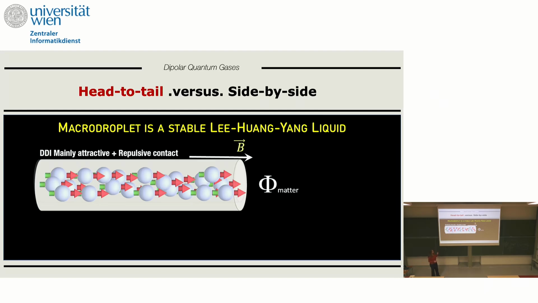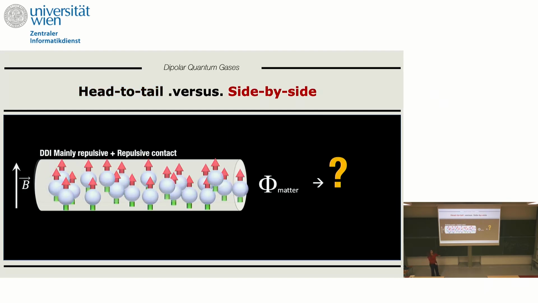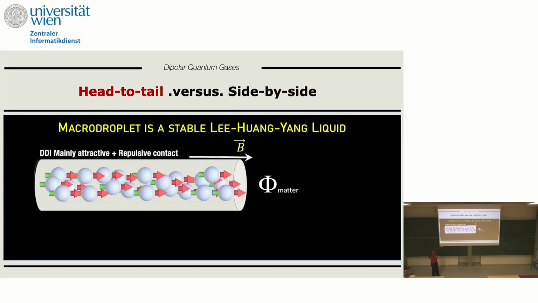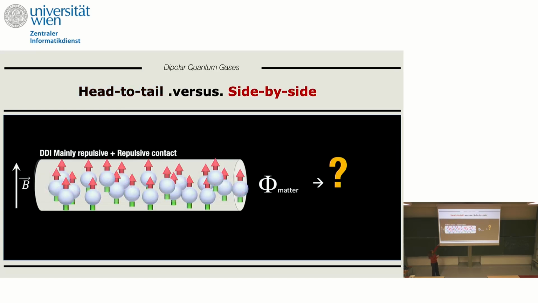So then the second step for us was: let's rotate the dipole. You see from here, I just changed the direction of the magnetic field. That's trivial in the experiment. And now I have both interactions which are repulsive. So the dipole-dipole interaction is mainly repulsive because it's much more likely to get atoms in this direction on average.